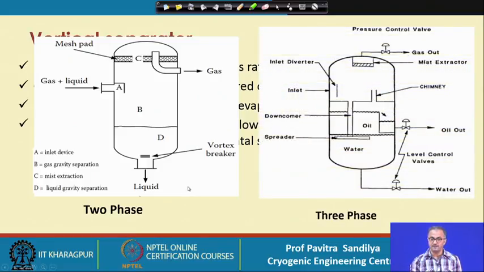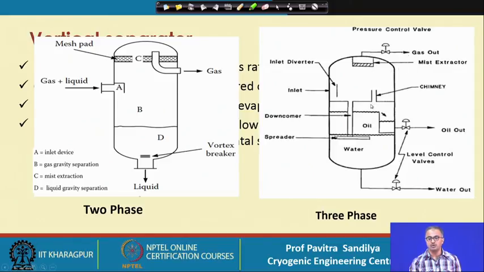And then we have the three-phase separator. The things are similar, only thing is this: in this three-phase separator, we are able to separately take out the oil phase and the water phase in the two different vertical heights of the separator. Gas is still coming out from the top, and again we have the mist extractor.